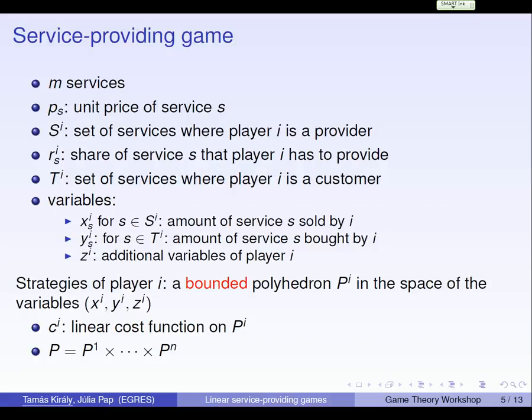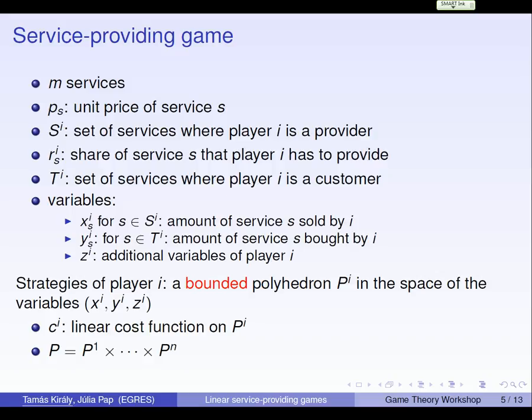So here is the linear special case that we consider. It's a bit intimidating, but it's not so bad. We have M players and M services. Each service has a unit price, so you can buy any proportion of the service and you have to pay proportionally. For player I, there is a set of services where he is a service provider and he has a share in this service, so he has to provide this proportion of the service ordered by all other players.